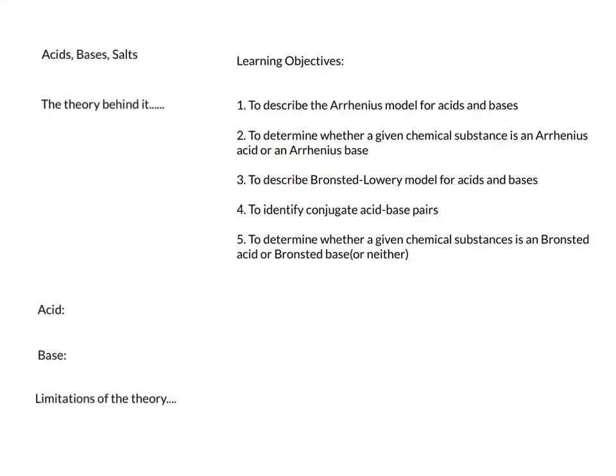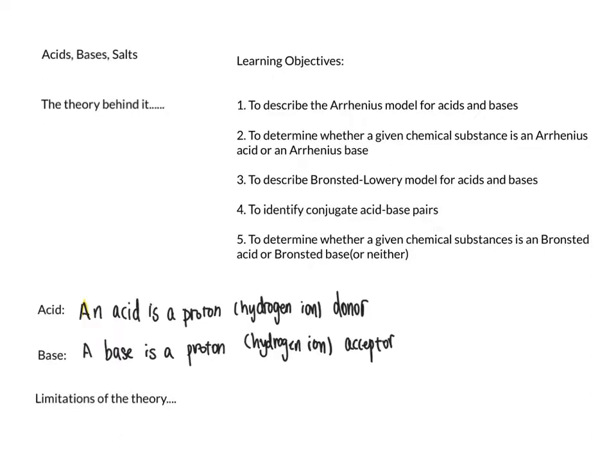And now I will be introducing you to Bronsted-Lewis theory of acids and bases. We will first start off with the theory, like we did last time. So what is an acid and what is a base? In this case, an acid is a proton donor and a base is a proton acceptor. A proton in this case would be a hydrogen ion. It is completely different from the theory we discussed last time.